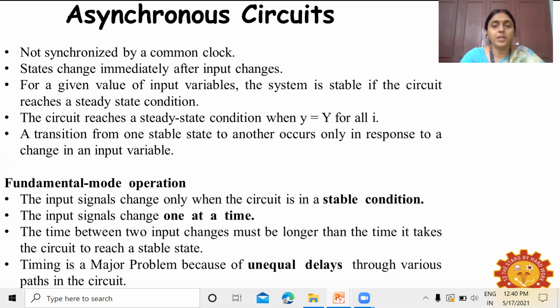Now we will see the fundamental mode operations of asynchronous circuits. The input signals change only when the circuit is in a stable condition. The input signals change one at a time. The time between two input changes must be longer than the time it takes the circuit to reach a stable state. Timing is the major problem in asynchronous circuits because of the unequal delays through the various paths in the circuit.